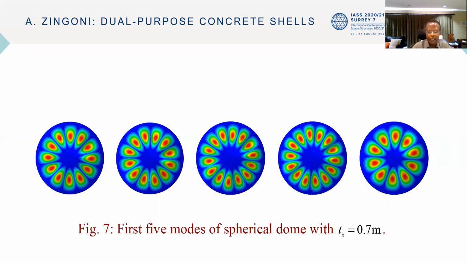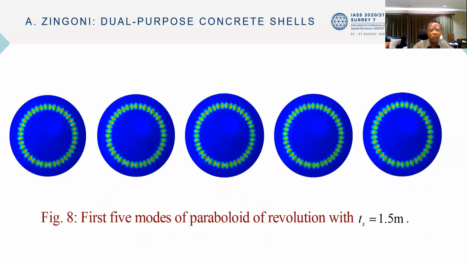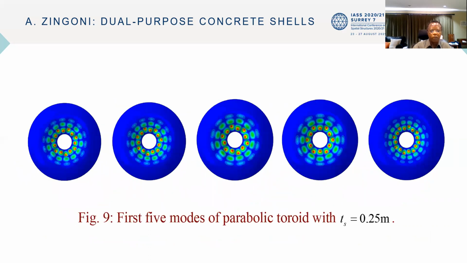For the spherical dome with TS equal to 0.7 meters, for the paraboloid of revolution with TS equal to 1.5 meters, and for the parabolic toroid with a TS value of 0.25 meters. Typical of shells of revolution, all buckling modes are characterized by a relatively high number of waves in the circumferential direction, but only one wave in the meridional direction, except for the parabolic toroid, which has 3 dimples in the meridional direction.